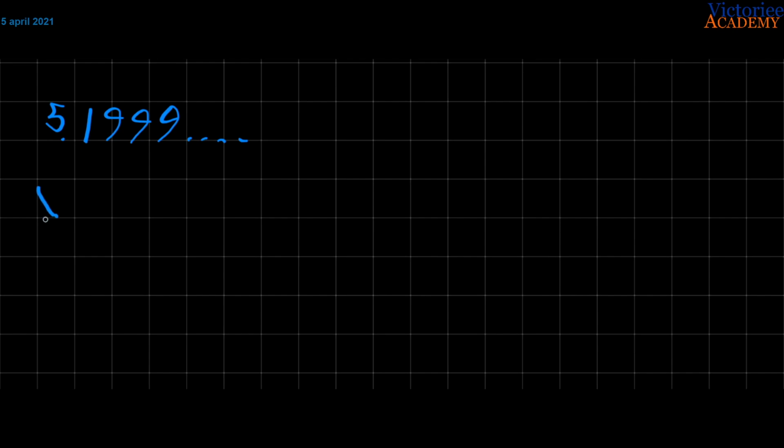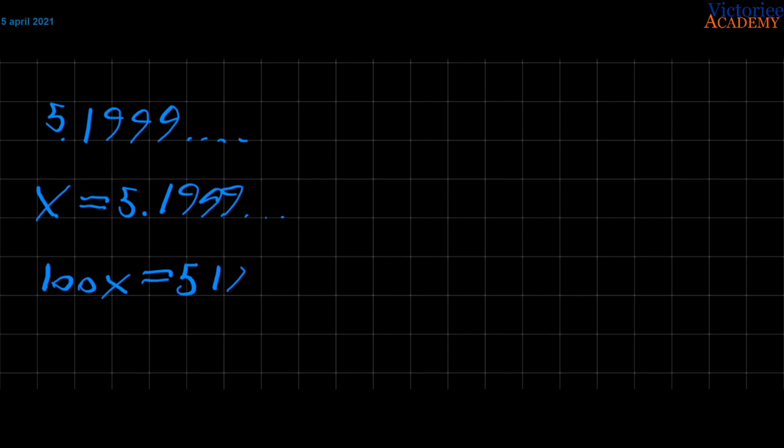We're going to name x to our number, 5.1999 infinite sequence. And then we're going to multiply x until we get the start of the sequence to the left-hand side of the decimal point. And again, this is by 100, so the sequence starts at the hundredths place. So we're going to do 100 once more. 100x equals 519.999.